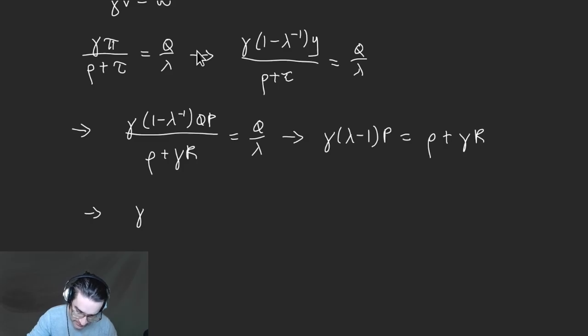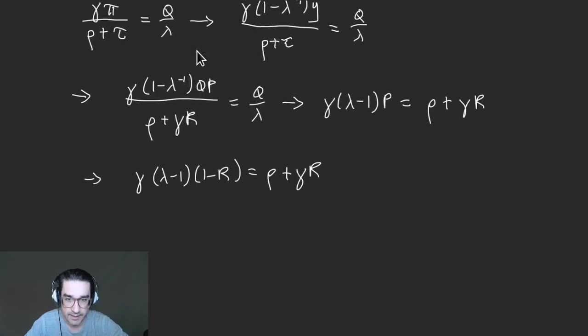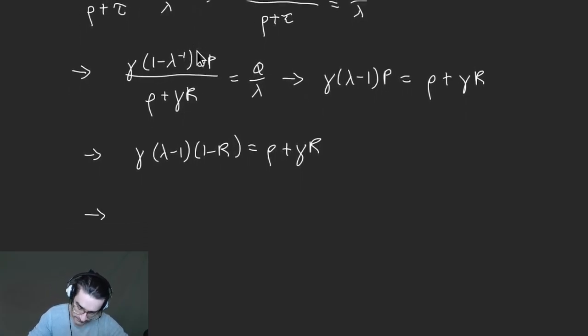Now we can solve for r, because that p is just 1 minus r. So that's gamma times lambda minus 1, times 1 minus r, is equal to rho plus gamma r. Now this really is a single equation where we have r and a bunch of parameters, in this case rho, gamma, and lambda. We only have three parameters, so we just have to solve for r.